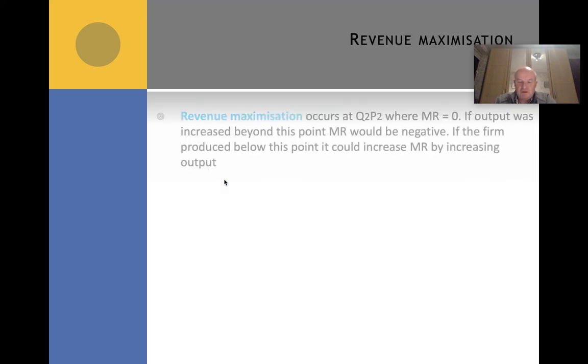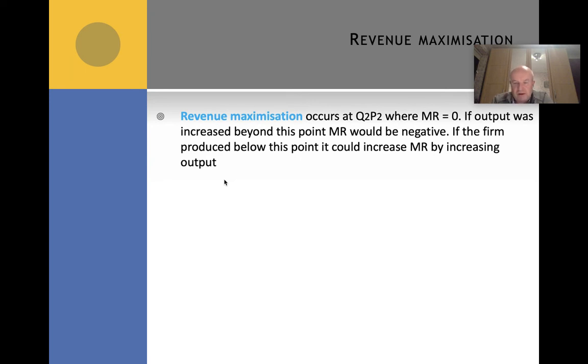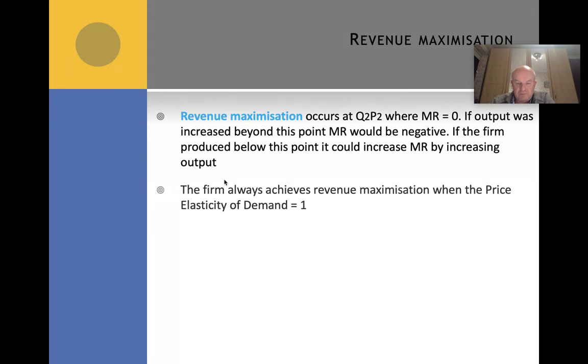Let's look at revenue maximization then. When we look at the graph, that's where Q2, P2 is at the point at which marginal revenue is 0. If we increase output over and above that point, then marginal revenue would be negative. If the firm chooses to produce below this point, it could increase marginal revenue by increasing output.